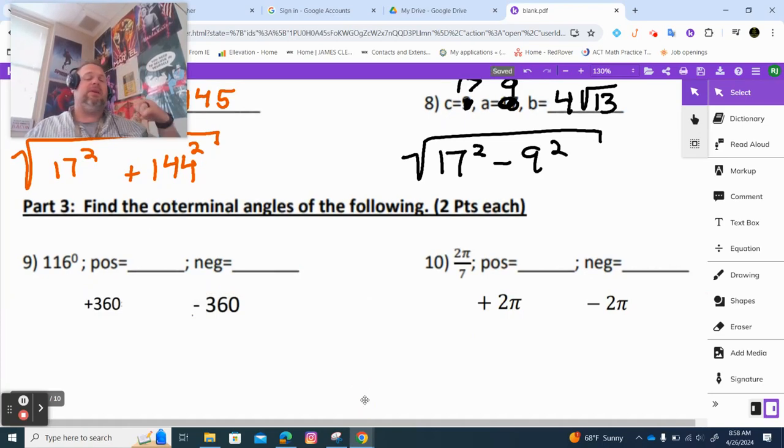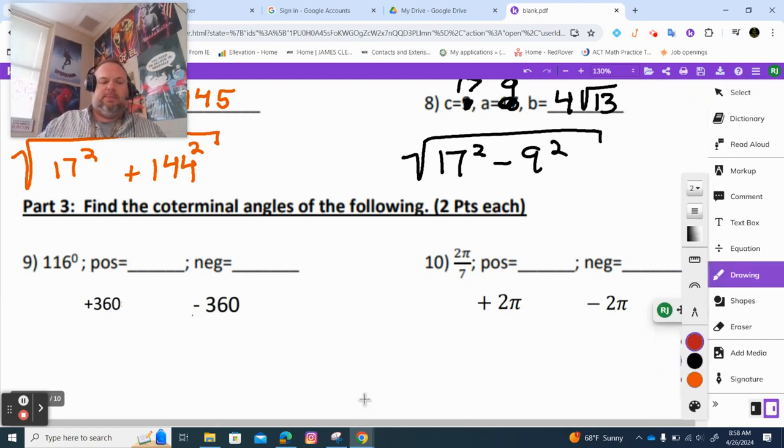Now remember, find the positives: we're adding 360. Find the negative: we're subtracting 360. Okay, so 116 plus 360 is 476.